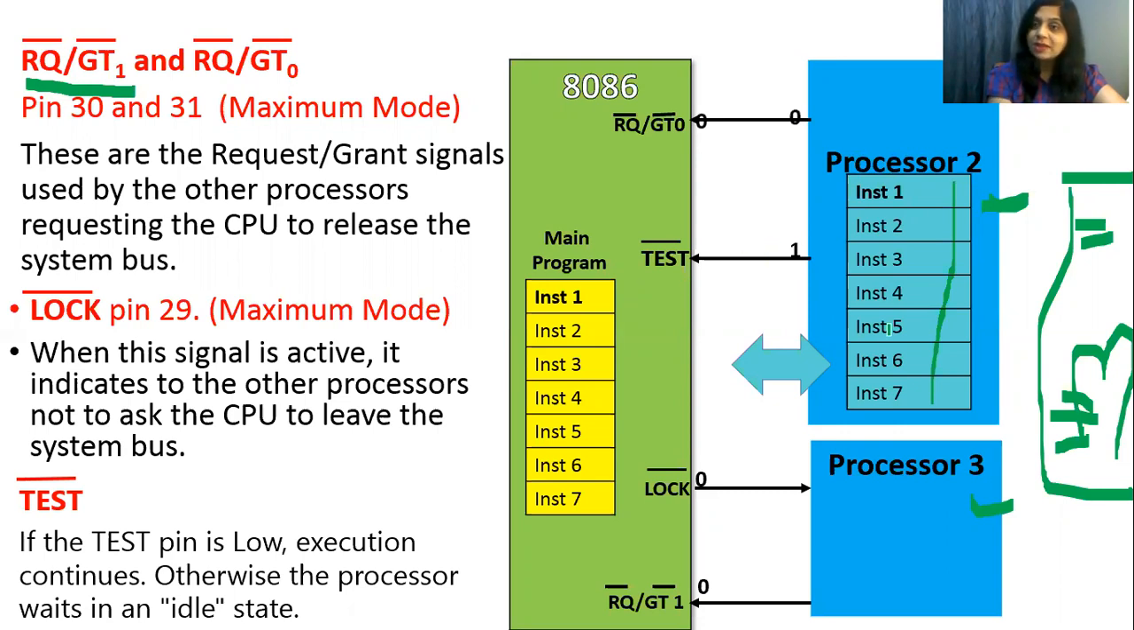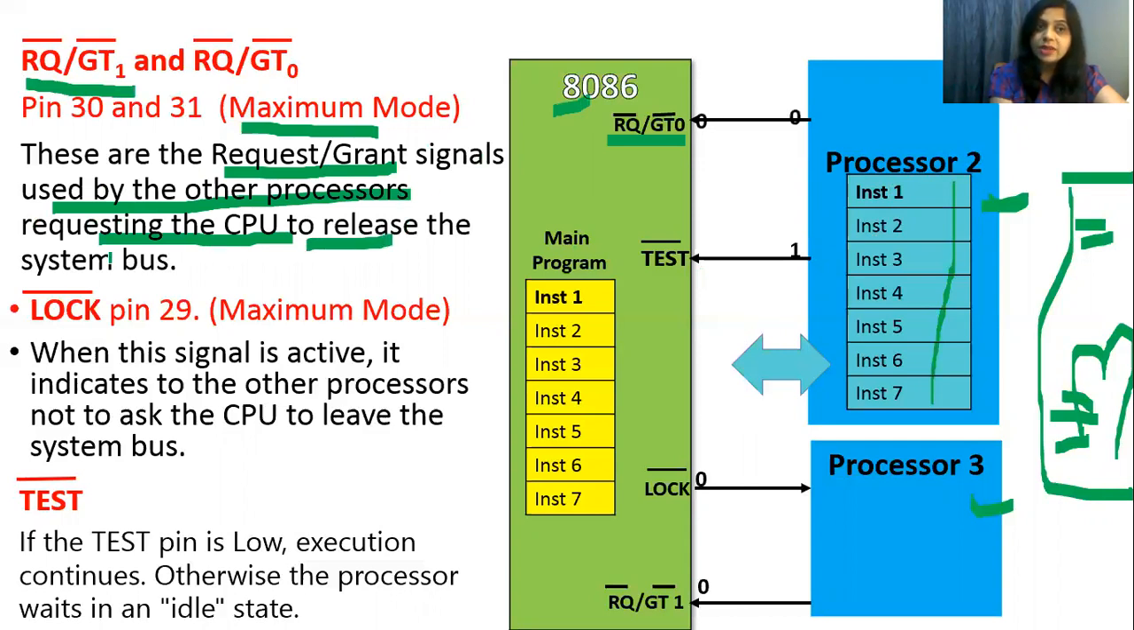So what happens? It will send a request for buses on the request slash grant bar pin. RQ stands for request and GT bar stands for grant. Both are active low. So these are request grant signals. These are used in maximum mode because multiple processors are connected. These are request grant signals used by other processors. The signal will be sent by the other processor requesting the CPU. Requesting the CPU means requesting the 8086 to release the system bus. System bus means address bus and data bus.